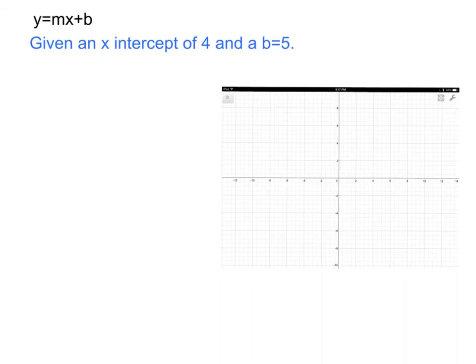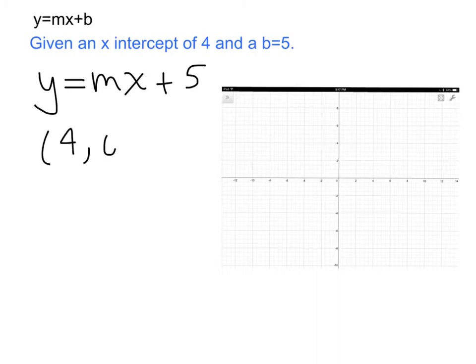All right, this time you're given an x-intercept of 4 and a b of 5. So let's plug in what we know: y = mx + 5. Now, how can the x-intercept help us? Well, if I say x-intercept, you say exactly: y equals 0. So we know this is the point (4, 0), so we can substitute in 0 for y and 4 for x, not m, and we're left with plus 5 for b.